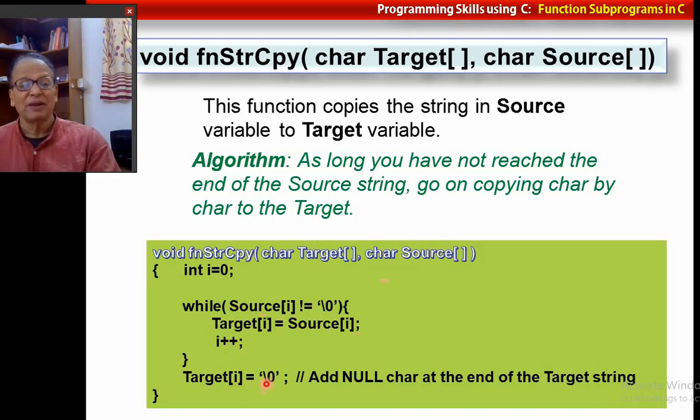Please remember, the null character is automatically added when we use the inbuilt string copy. But here, since we are writing the function ourselves, we have to add a null character. So add the null character at the end of the copied string. This function is going to give us a duplicate copy of the source string. So please remember that.